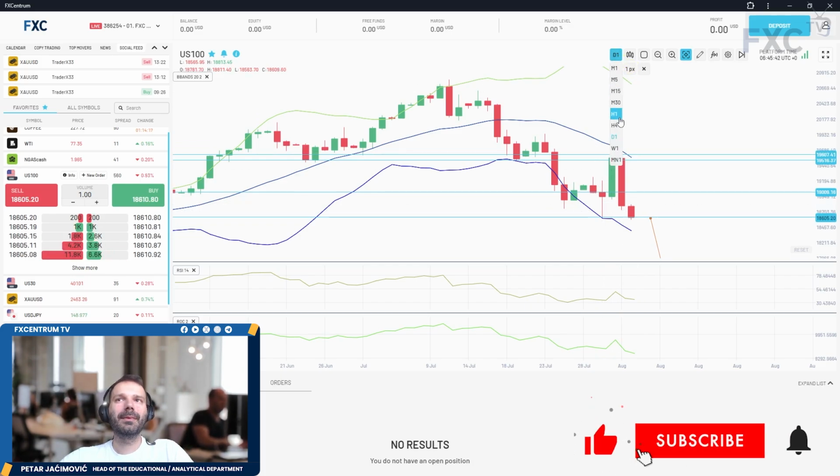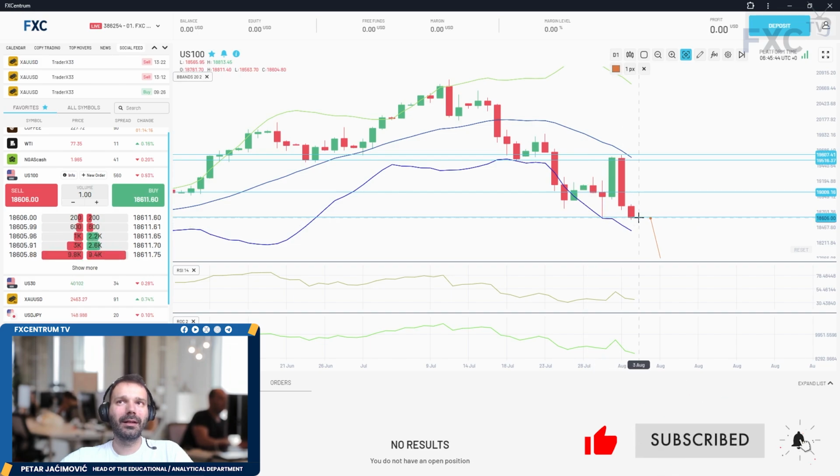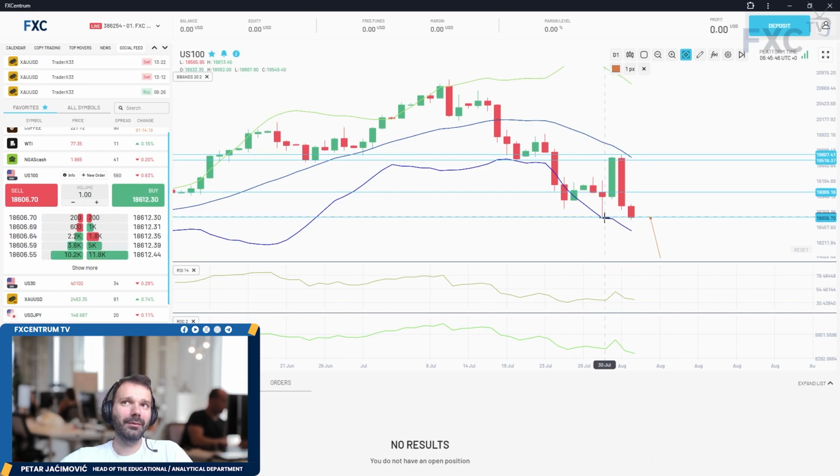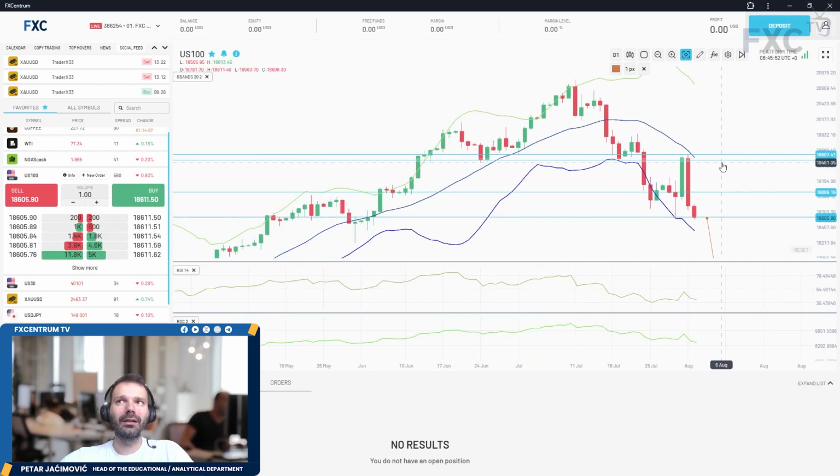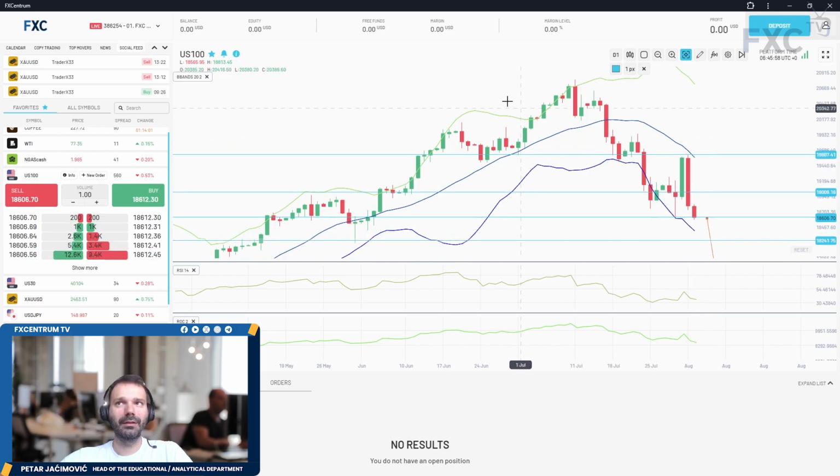So as you can see, there was a big downside movement, and now the market has already broken the pin bar low from a couple of days ago. And the next pivot level on the daily time frame will be, I'll say, this pin bar low area here around 18,250, 220.